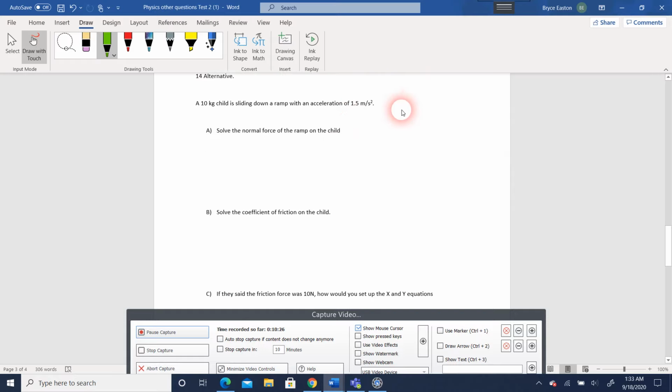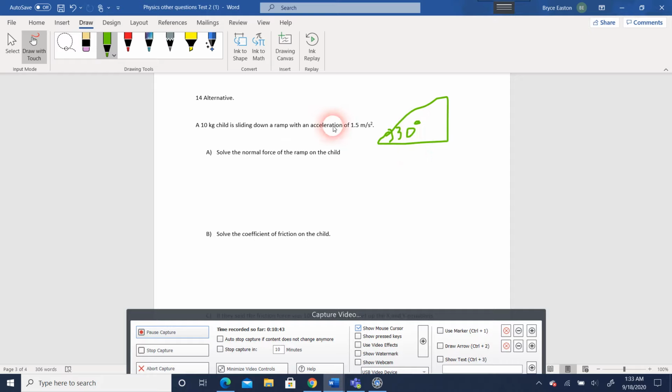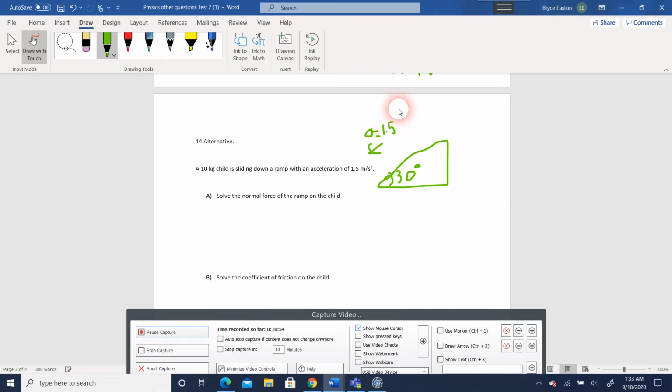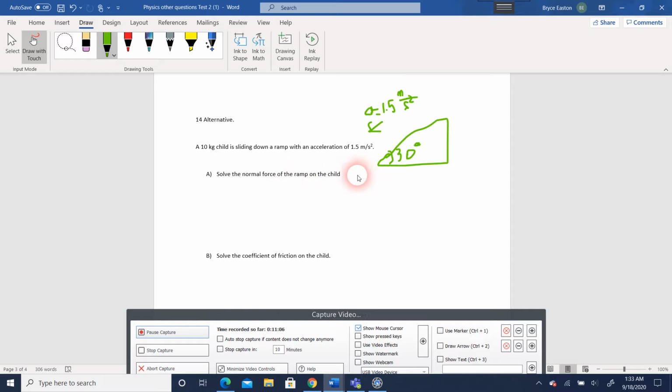In this one, I guess we didn't get the ramp on this one, but a child is sliding down a ramp of 30 degrees, and it has an acceleration of 1.5 meters per second squared. So what they want to know is the normal force of the ramp on the child.